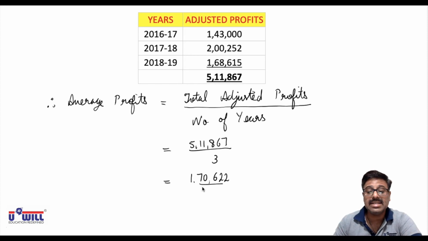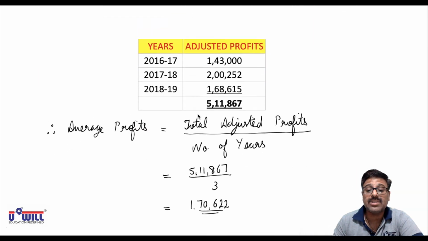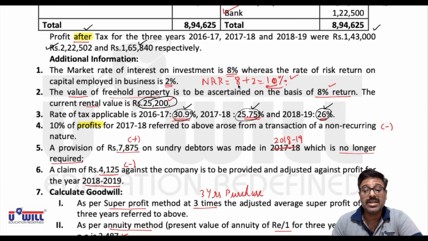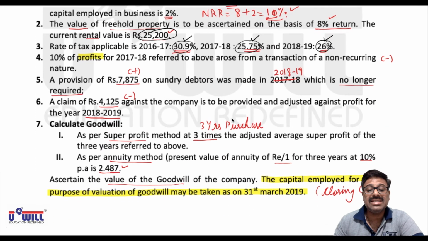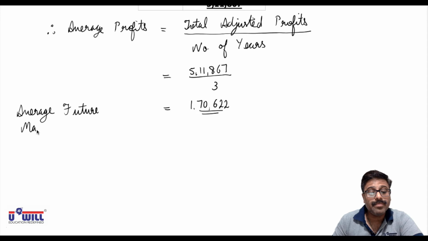170,622. These are the averages done. Next we have to add any future expected income and minus any future expected expense. No such future expected income or expense is given, which means this itself is the average future maintainable profits. So the first working of average future maintainable profits is done.